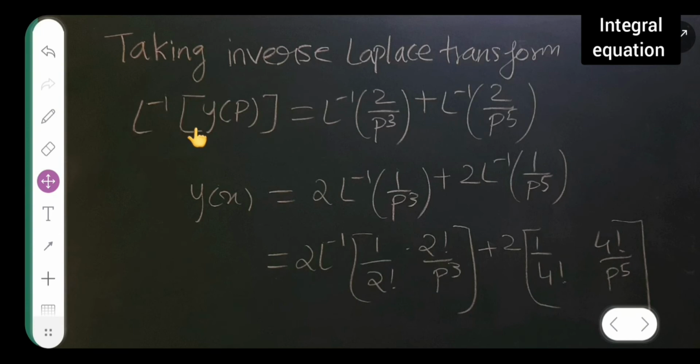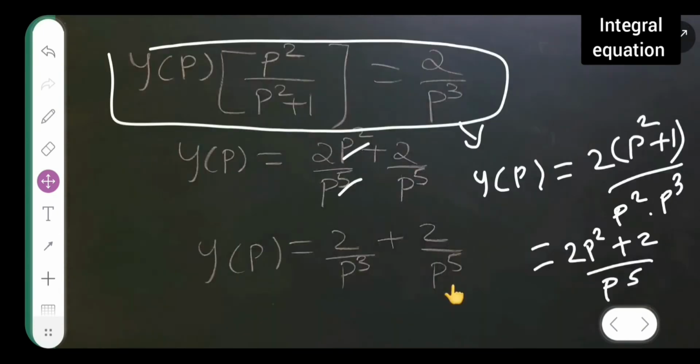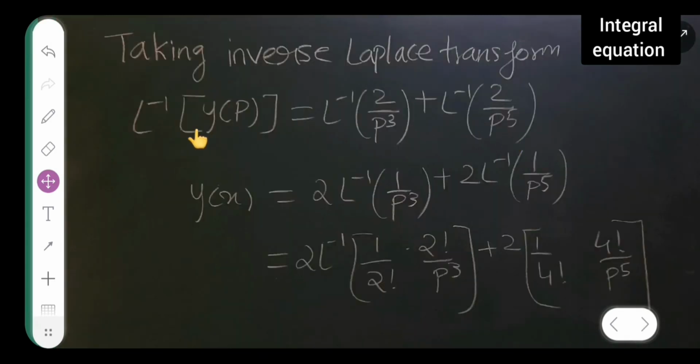Okay, so I have taken Laplace transform on both the sides of this equation. Laplace transform for this along with this and this, okay? So inverse Laplace transform, inverse Laplace. So y(p) is equal to inverse Laplace of 2 upon p raised to power of 3 plus inverse Laplace of 2 upon p raised to power of 5. So now what is the Laplace inverse of y(p)?